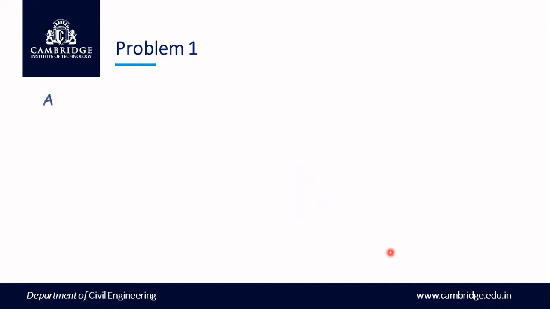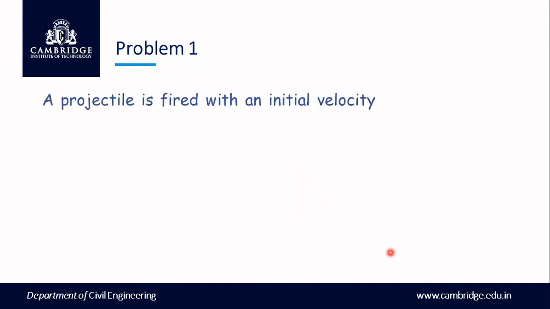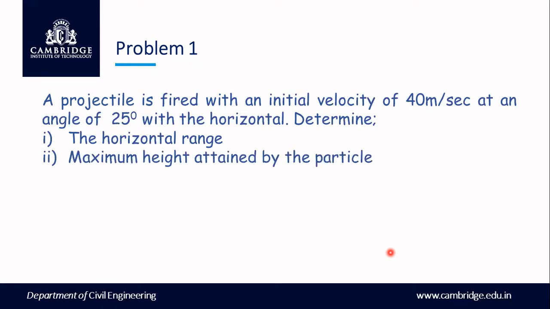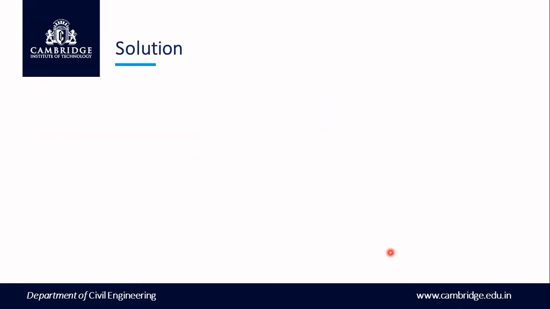Problem number 1. A projectile is fired with an initial velocity of 40 meters per second at an angle of 25 degrees with the horizontal. Determine the horizontal range, the maximum height attained by the particle, and the time of flight. So it's an easy problem, a very direct problem. If you know those equations, it's a direct substitution problem.